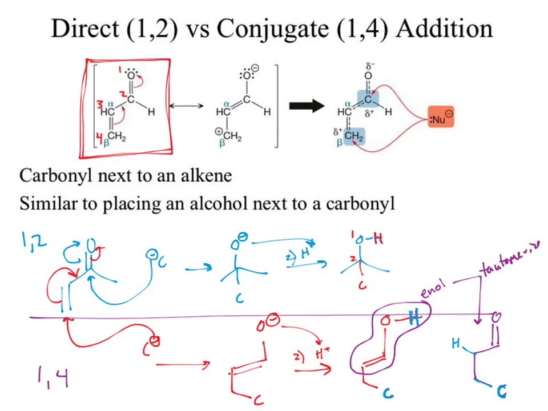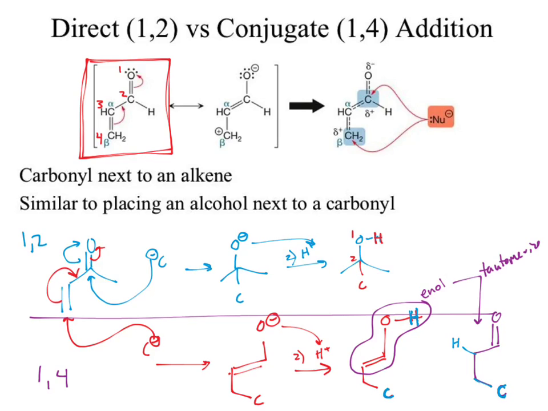So this 1,2 versus 1,4 tends to confuse students because it always looks like a 1,2 addition, just different 1,2 additions. The 1,4 is because we're forming an enol, and the enol switches out to give us our final product. The chemistry is still a 1,4. Kind of, sort of?